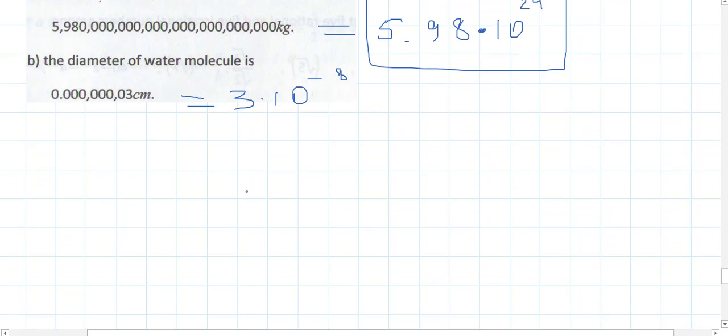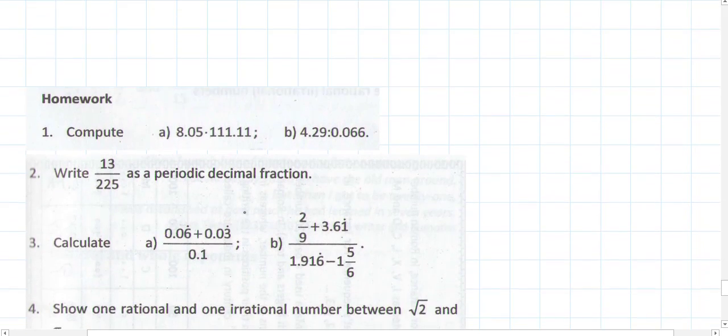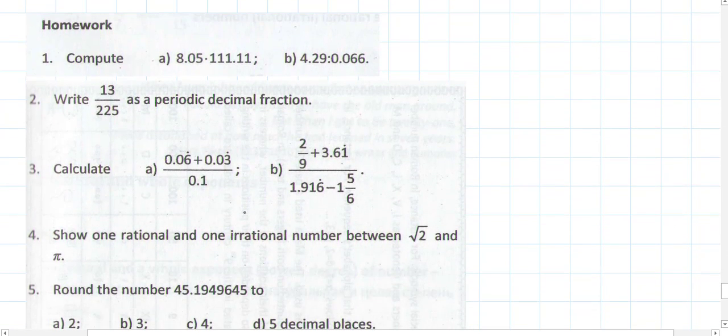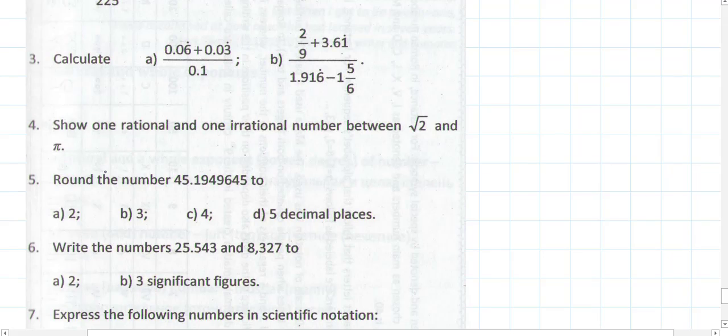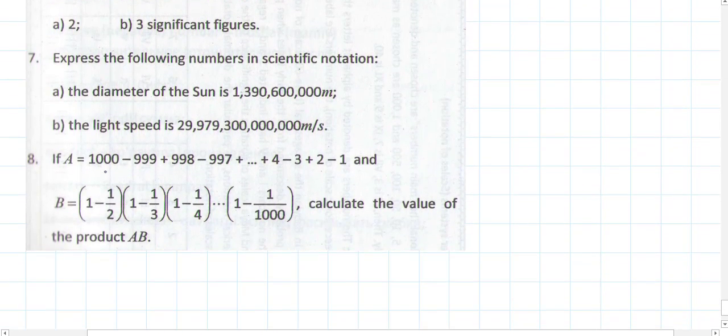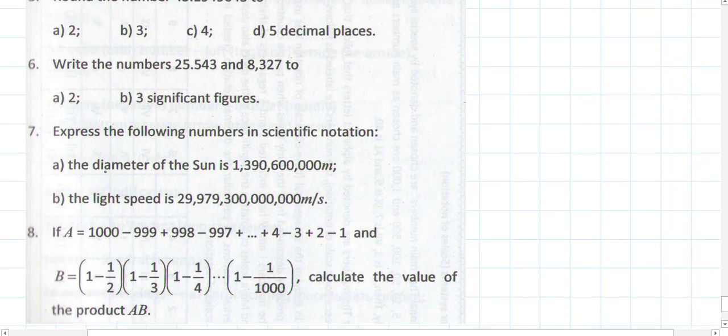So now, this is homework for you. You can solve this kind of example by yourself. This is the same as today's examples. They are the same as today's examples. So here we have 8 examples.